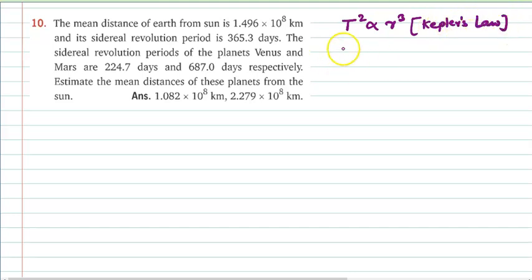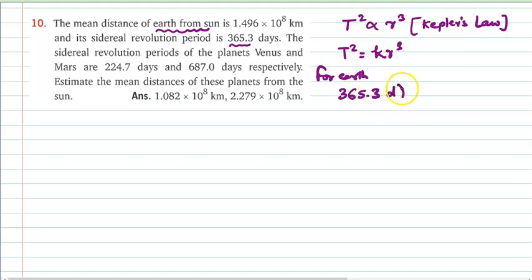So I can say T square must be equal to some constant of proportionality times R cube. So let's say for earth, because here the distance between the earth and the sun has been given. So let's say for earth the time period of revolution is 365.3 days. I'm not converting the days into seconds, which is the SI unit of time. I'm just putting it as days.